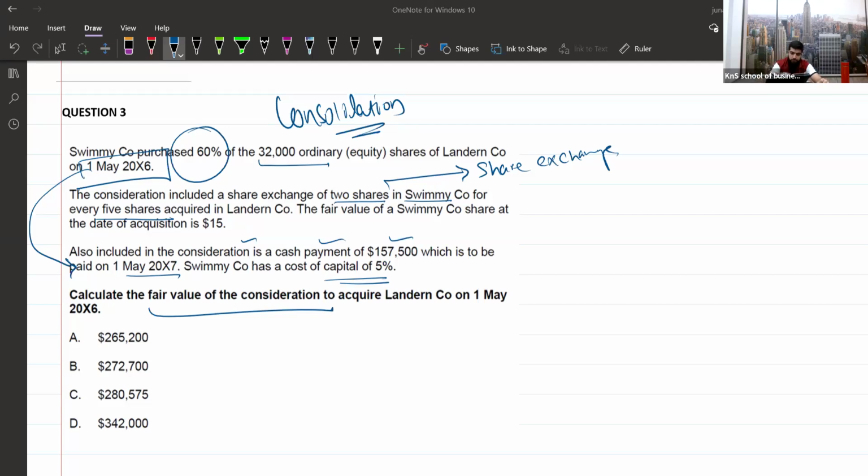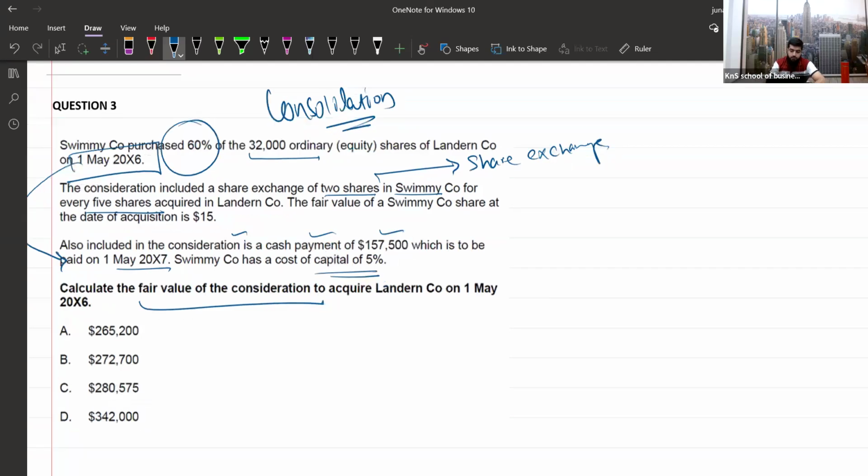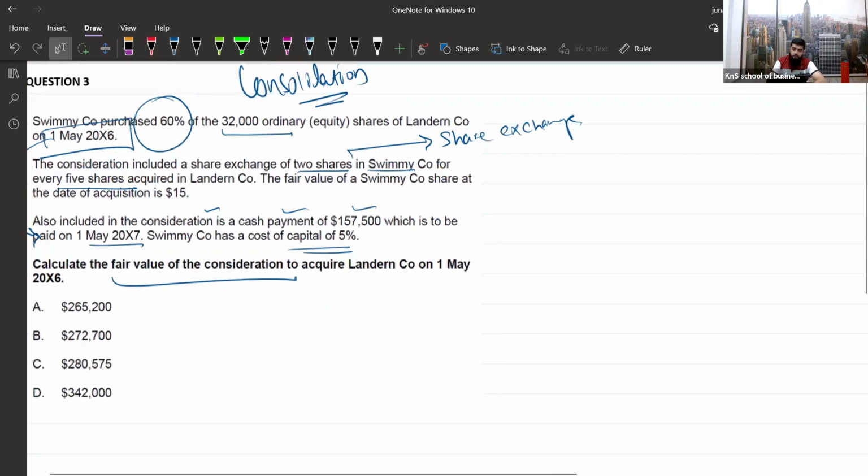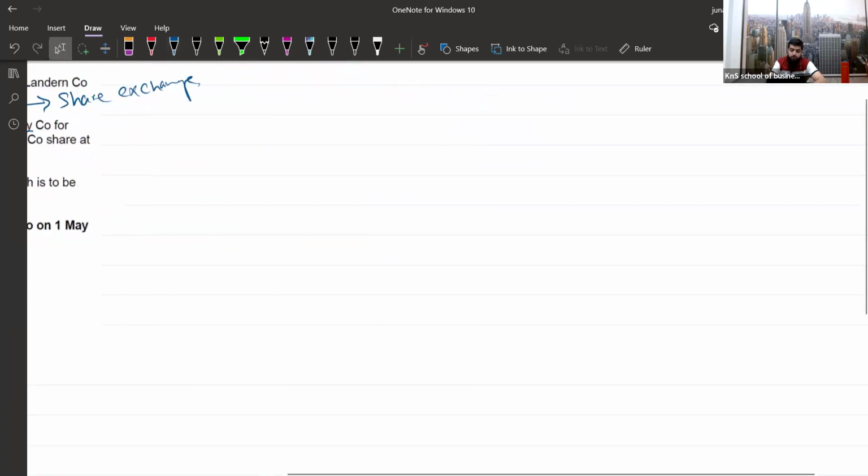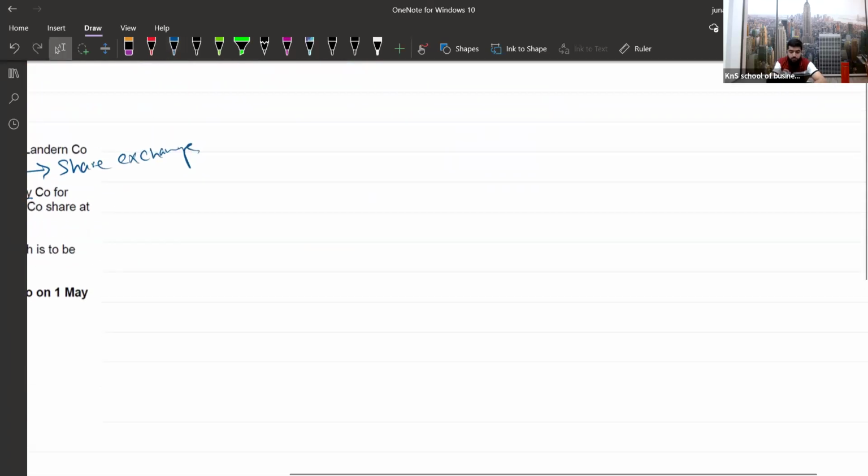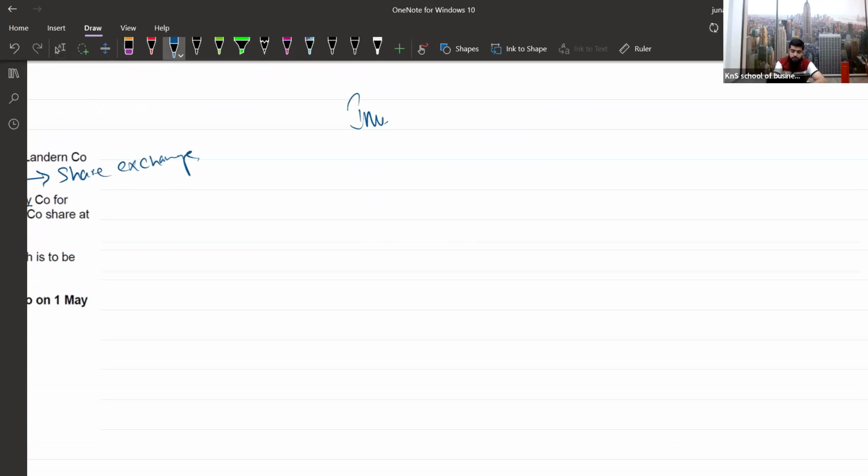Okay, let's try to solve this one. Very good. Let's try to solve this one. First of all, remember that whenever we are going to calculate the amount of consideration or the investment, the maximum adjustments that the examiner might ask you for the calculation of investment, first of all, is the cash consideration.